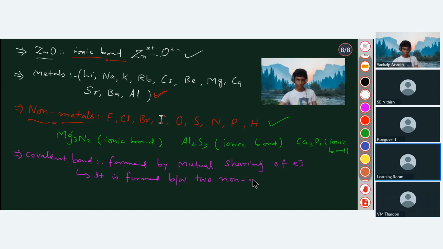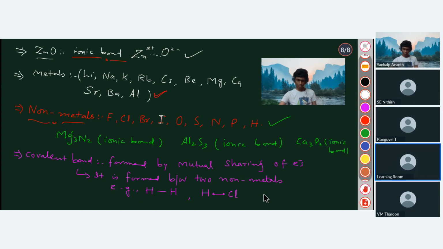Right? They can be the same, they can be different. For example, in the H2 molecule, there is a covalent bond and they are the same. But if I write HCl, HCl has two different non-metals, but there is also a covalent bond.